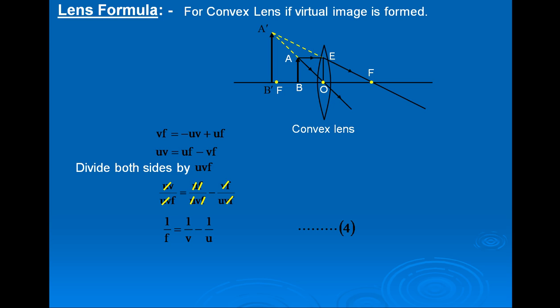Put this equation number 4. This is the required lens formula for convex lens if image formed is virtual. The formula remains same if image is real or virtual.